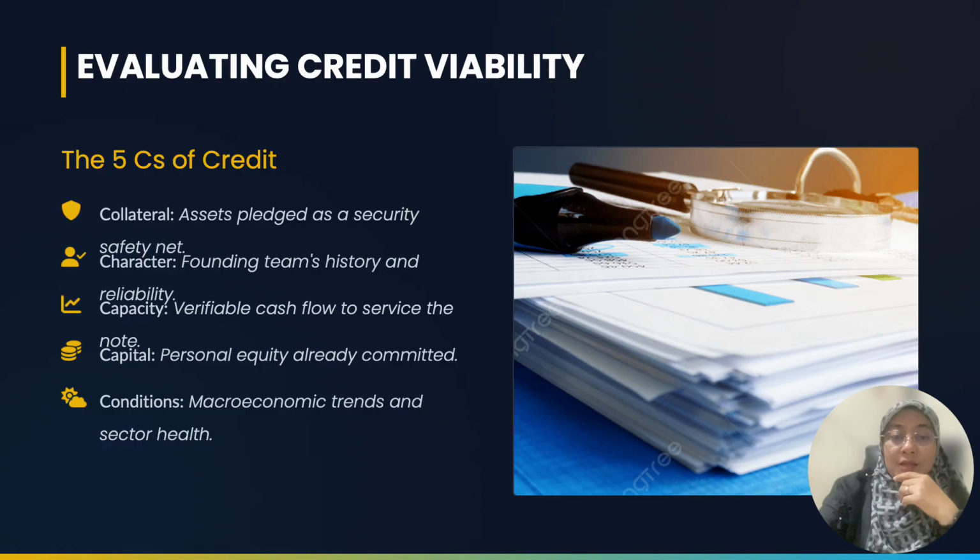And the last C is condition, which is the broader macroeconomic trend and the current health of your industrial sector. By looking at your business itself, is it viable, is it feasible or not? That's the most important thing. And by looking also at your industrial sector, is it more profitable? Will you gain or lose in the industry that you are in, before they lend you some amount of money?